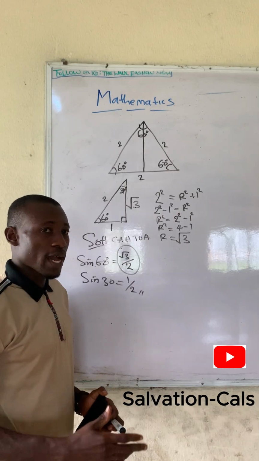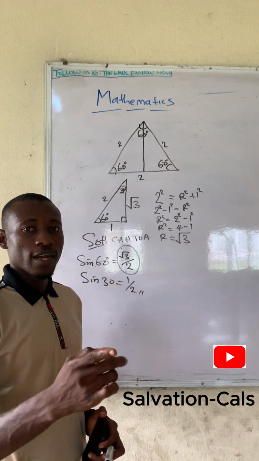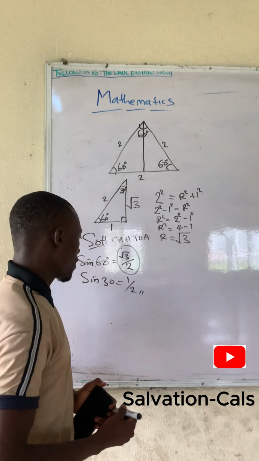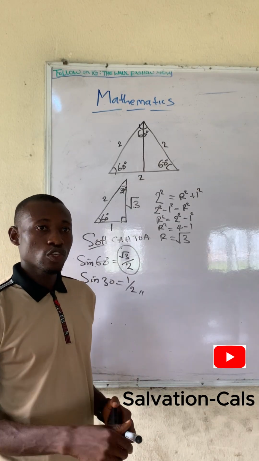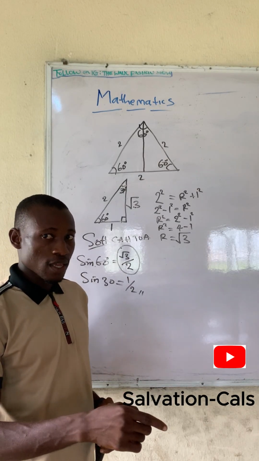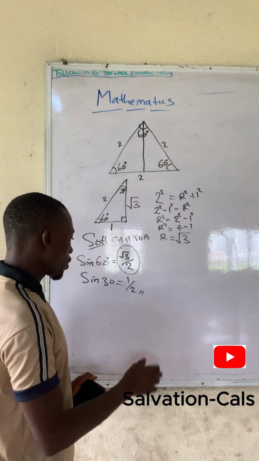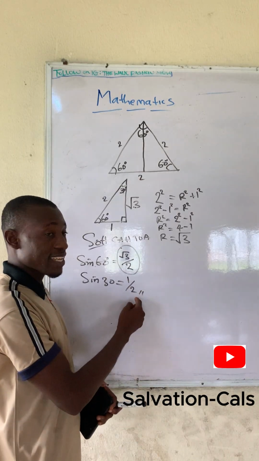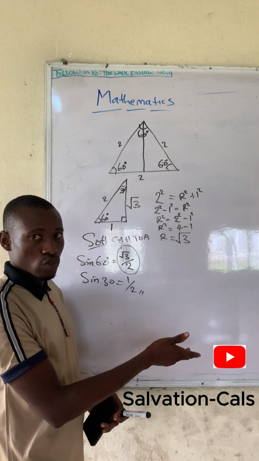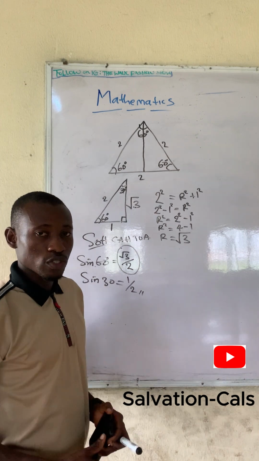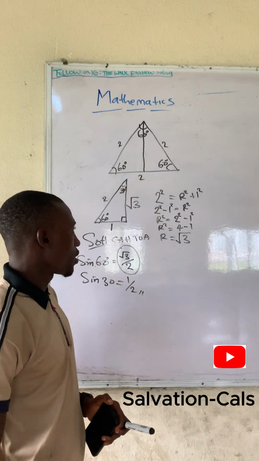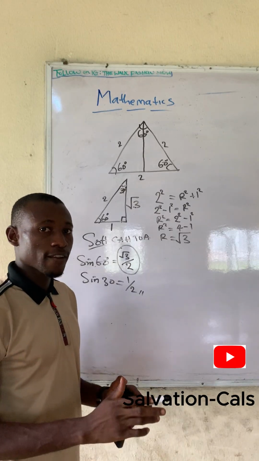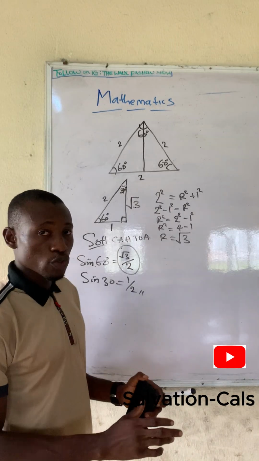Now how about when they are asking you to calculate sine 15, for example? Sine 15, you know that 15 is equal to 30 divided by 2. So all you need to do is to find sine 30 and then divide it by 2. That is to say, this is 1 over 2. You divide this by 2. What you have becomes your sine 15.